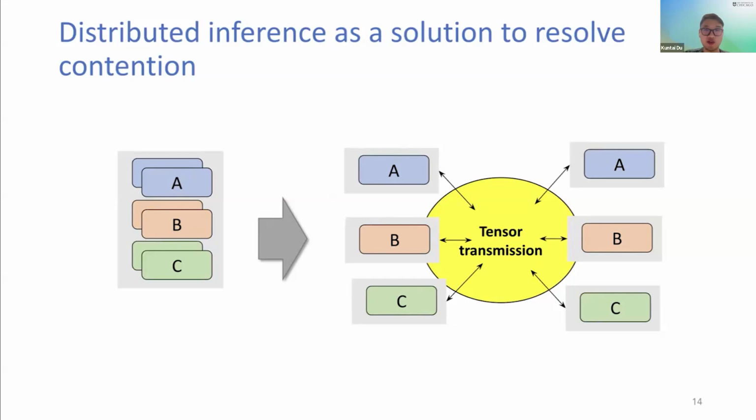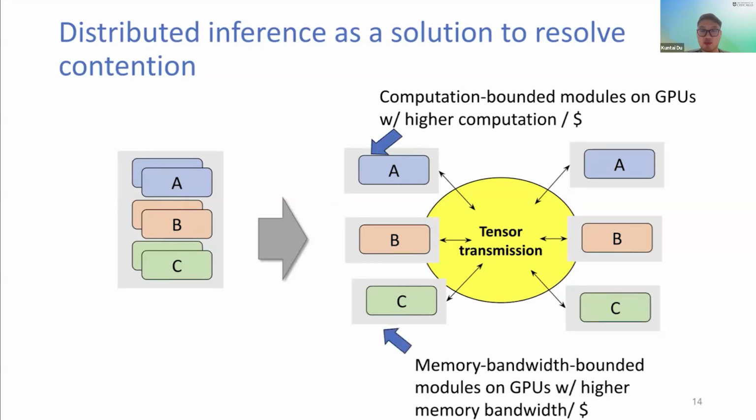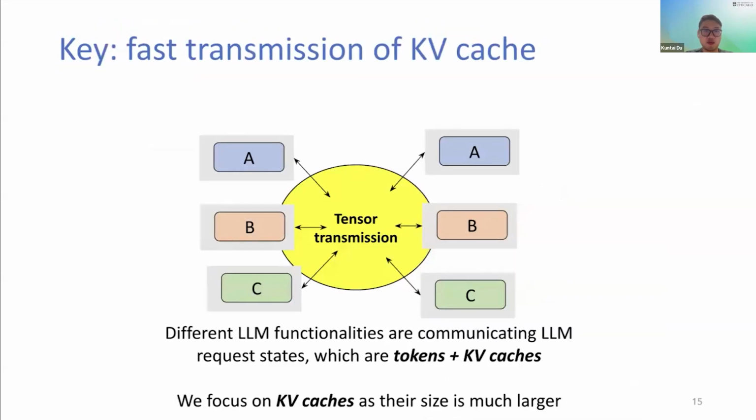Okay, I'll continue. Basically, we can put computation-bounded modules on hardware with higher computation per dollar, and memory-bandwidth-bounded modules on GPUs with higher memory bandwidth per dollar. That gives us better performance overall. Of course, the key is to build the middle part, the tensor transmission part, but we first need to understand what tensors are being transmitted in this module.